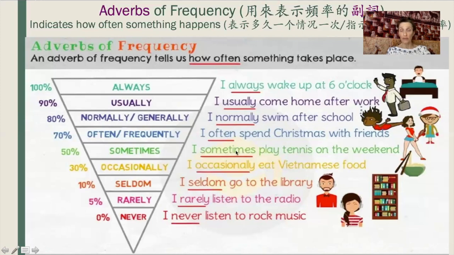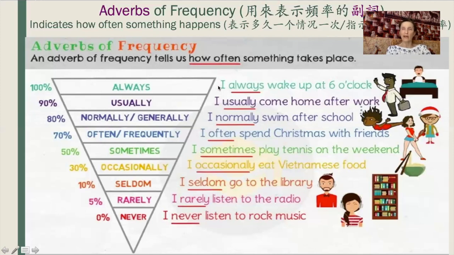Sometimes doesn't go with pattern. Sometimes can be here, right after the subject, right after the 主语, and then you can put the adverb 副词, and then you can put the 动词, and then the rest of the sentence. But sometimes can be here at the beginning. Sometimes I play tennis on weekends. I sometimes play tennis on weekends. I play tennis on weekends, on the weekend, sometimes. So it can go here, here, or here, but it doesn't sound as good if you do the other adverbs like that.